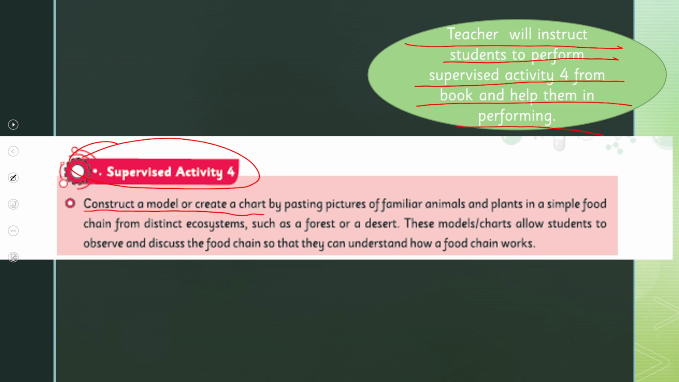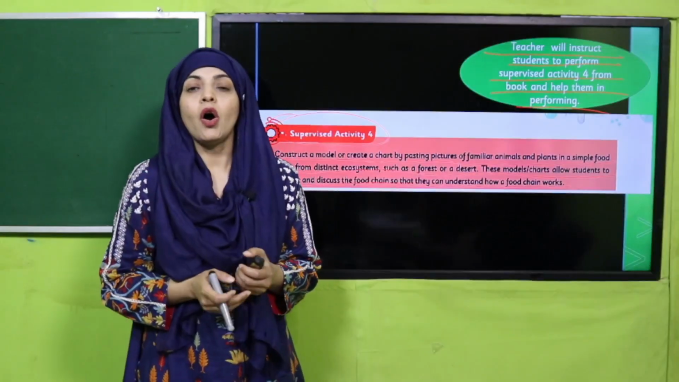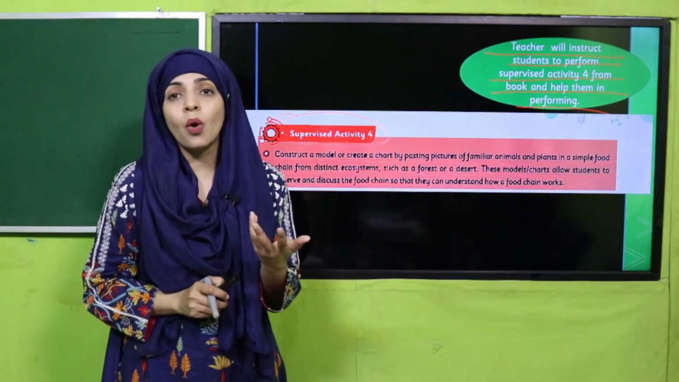Construct a model or create a chart by pasting pictures of familiar animals and plants in simple food chains from distinct ecosystems such as a forest or a desert. These model charts allow students to observe and discuss the food chains so they can understand how a food chain works. So my dear students, you have to collect pictures of the different food chains that exist in different ecosystems and paste them. Make a chart paper, and you can also make a model, and in this way you will know how a food chain works.